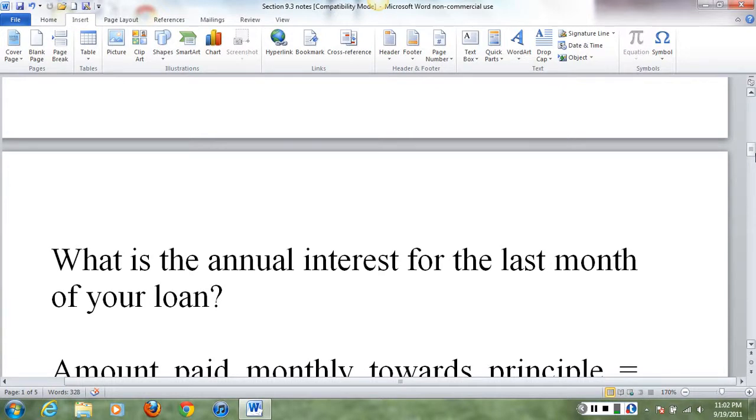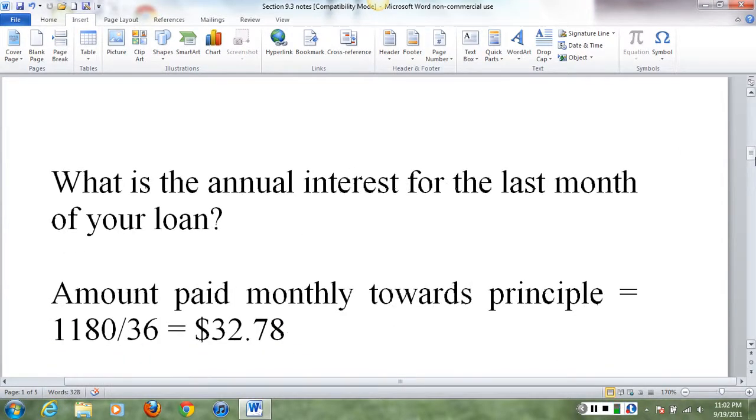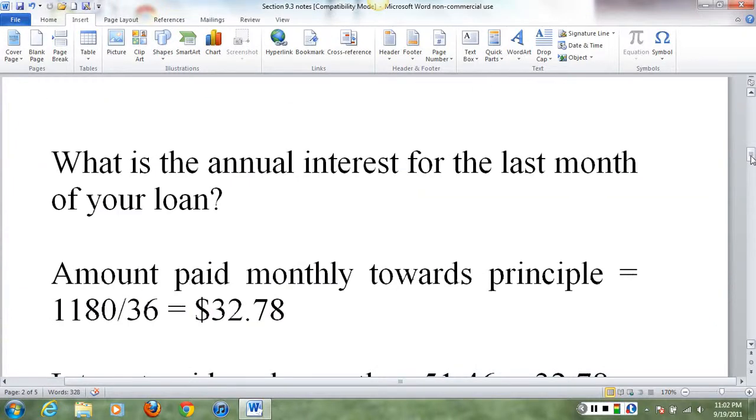Because you're not necessarily paying 18%. 18% is a small number. You're not necessarily paying 18% of that 720. The way it's calculated is you look at what is the amount paid monthly towards the principal. So if we're paying this $51.46, how much of that is actually going towards principal?